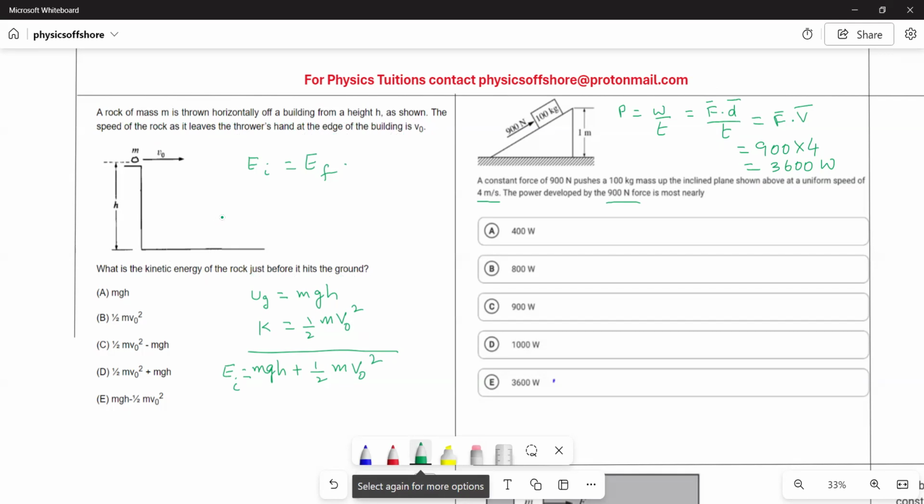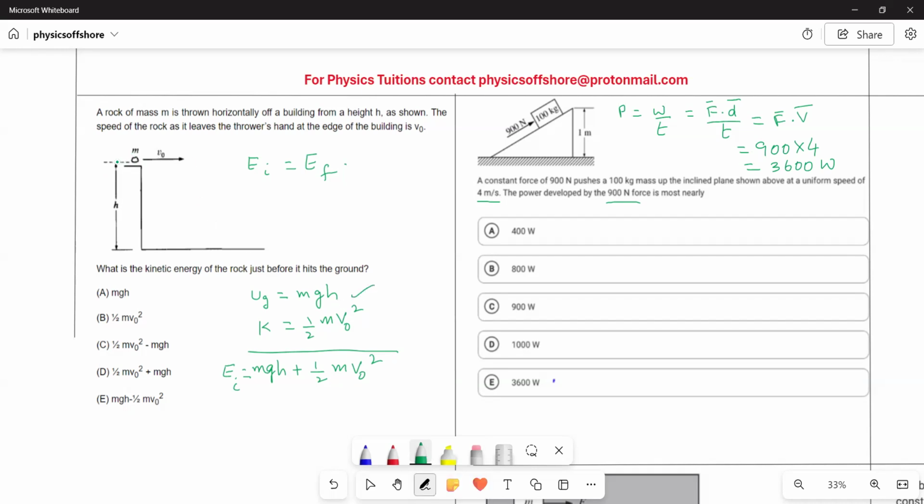This is based on the law of conservation of energy. Initial energy must be equal to the final energy. The system's energy will be conserved. Here, the rock has gravitational potential energy because it is at a height of h. So Ug is equal to mgh.